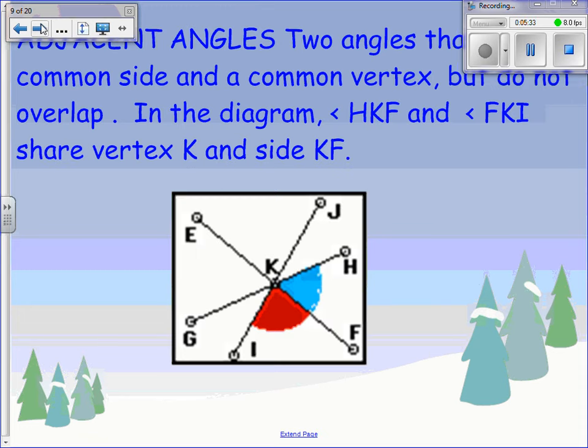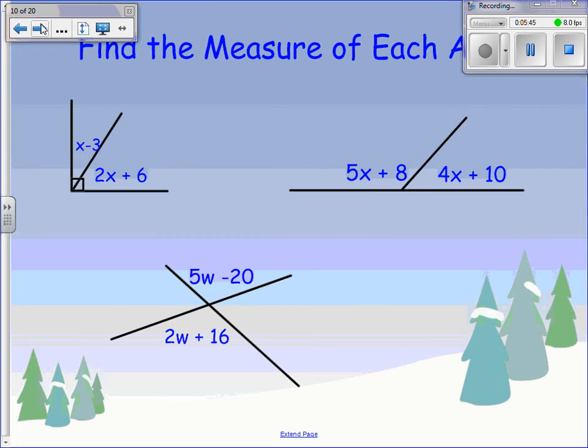Adjacent angles are two angles that are next to one another, such as the red and blue color. They share a common vertex and a common ray. Find the measure of each angle. This is algebra because everything leads to algebra.